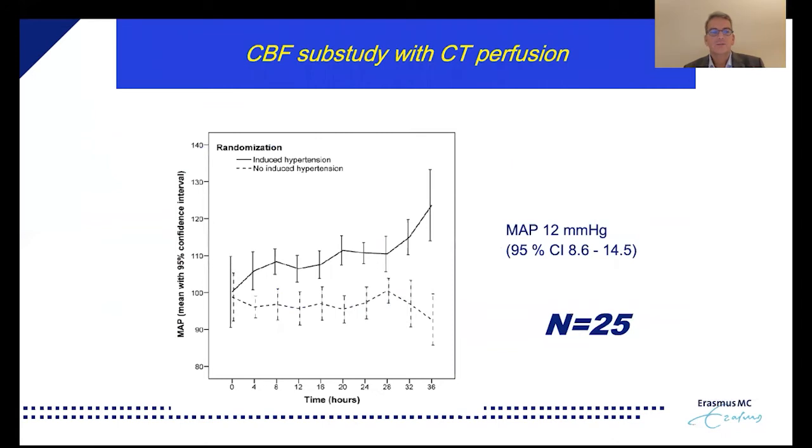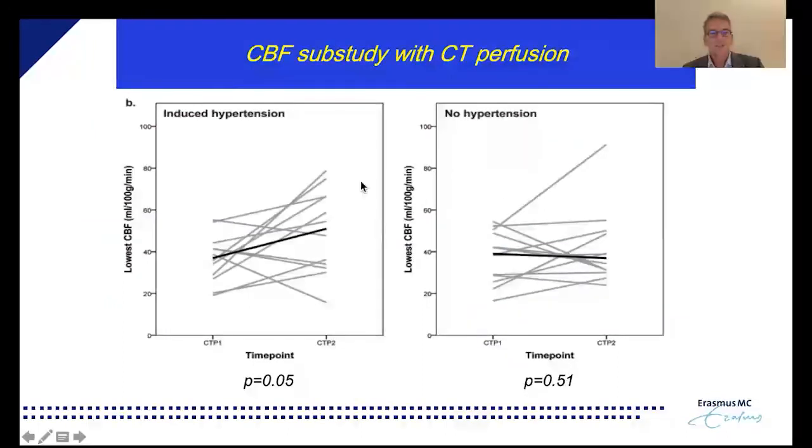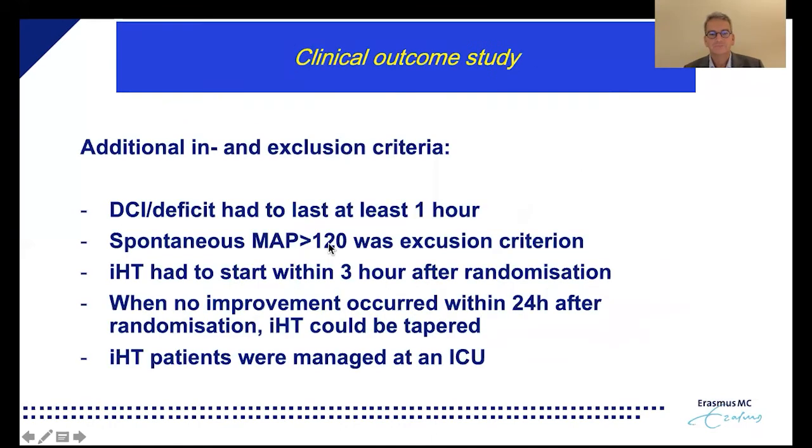So you see that in the intervention group, blood pressure was indeed higher. This was a pilot trial, the first part of the study, with 25 patients in total. And what you can see is that in the lowest perfused region, the CBF, as measured with the CT perfusion, was indeed higher in the intervention group, but it was borderline significant with a P of 0.05. And in the control group, there was no increase in the cerebral blood flow.